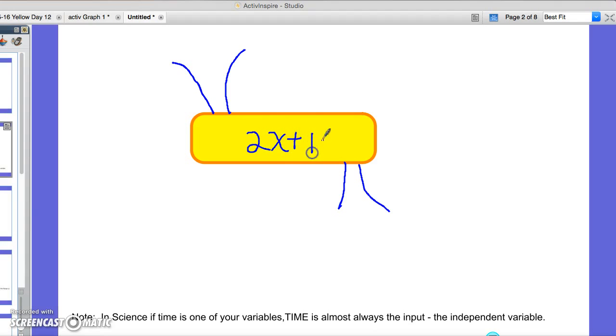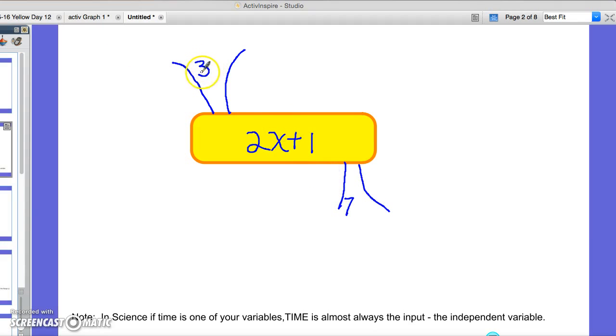For example, if your machine has a certain rule, maybe your rule is 2x plus 1, then if you have as an input or your x variable, let's say you have 3, then what would your output be? Well, your output would be 2 times 3, that's 6, plus 1 is 7.